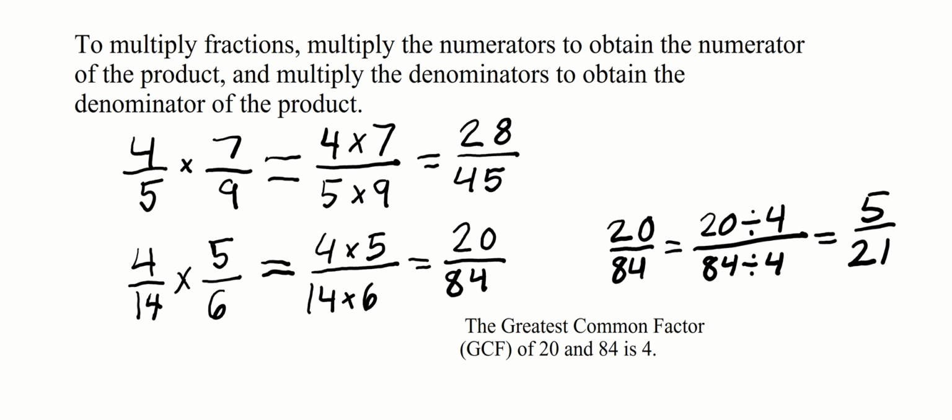So writing our product in simplest form, 4 over 14 multiplied by 5 over 6 equals 5 over 21.